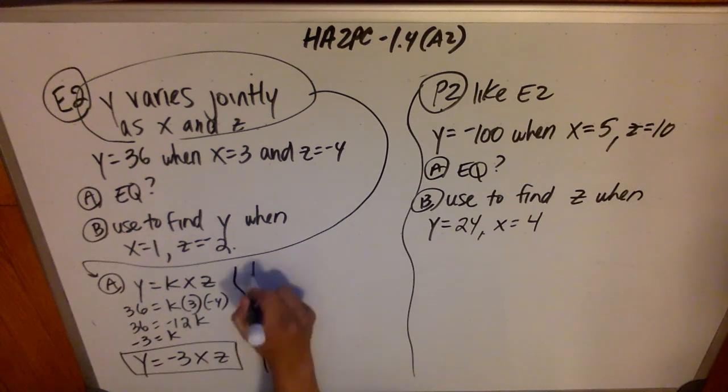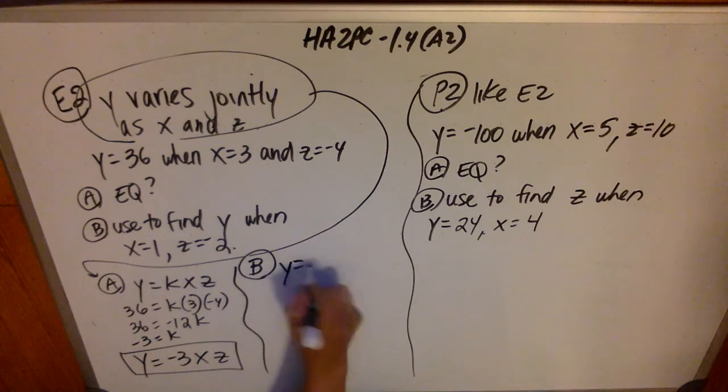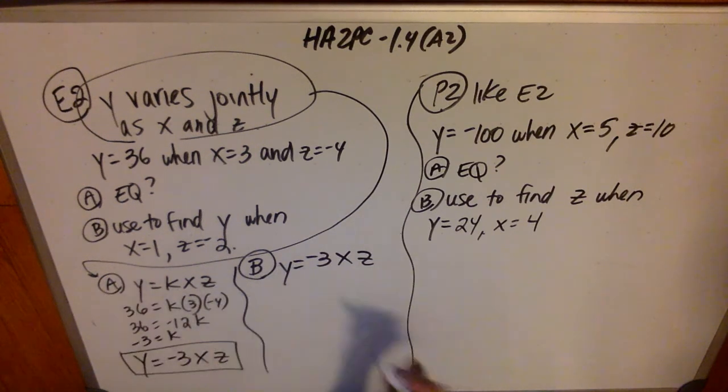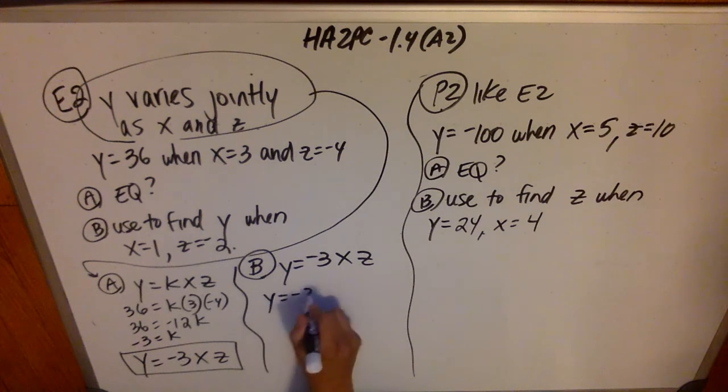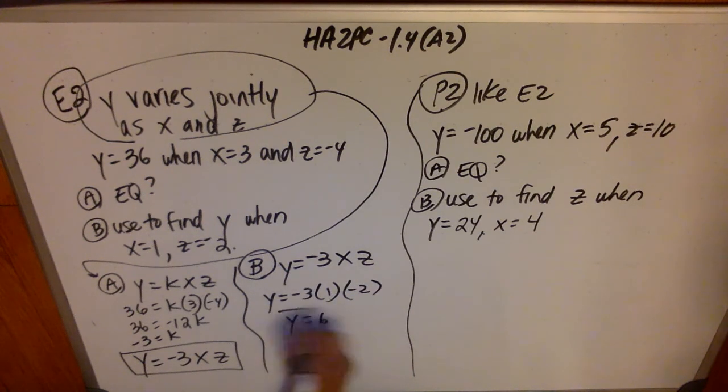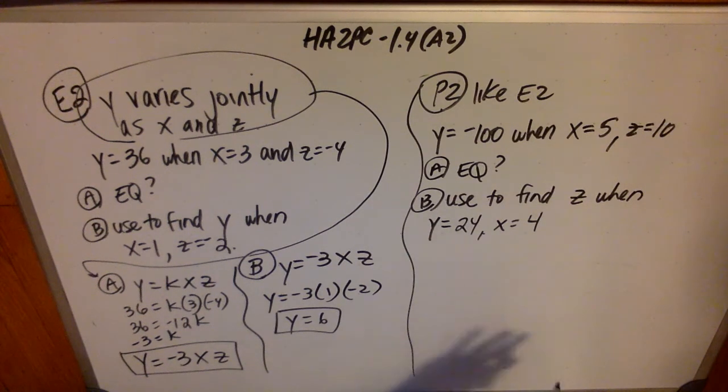For B, I'm now going to use that equation, y equals negative 3xz, with a 1 in for x and a negative 2 in for z. So y equals negative 3 times 1 times negative 2, and I get that y is 6. So we're going to do P2. If you want to pause me and try it on your own, go ahead. I'm going to walk through it now.